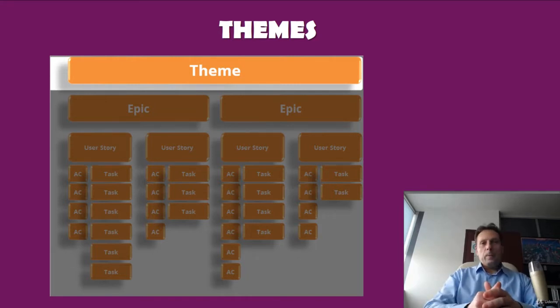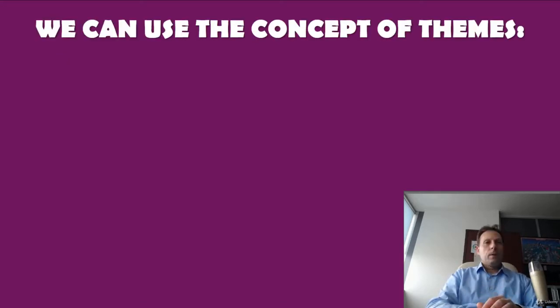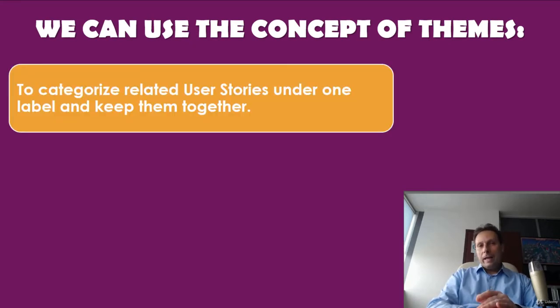Agile software development teams often use user stories as a simple and concise way to express user requirements. We can use the concept of themes to categorize related user stories under one label and keep them together. Equally important, you may not want to ship any user story until the whole theme is done.